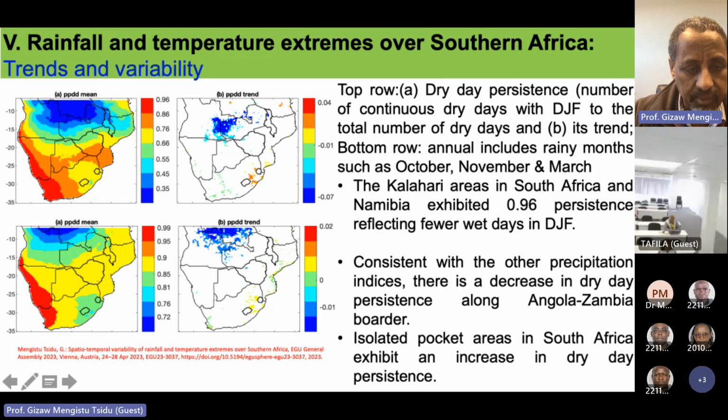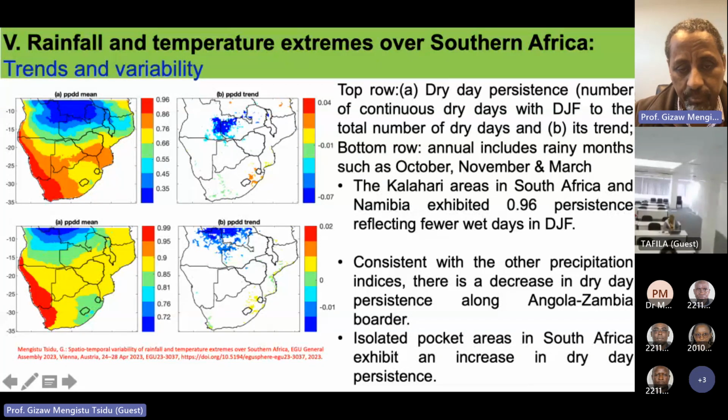This one here at the bottom is for another season from October, November, March, because this again a rainy season for the region, and the pattern is more or less the same. You can see before this season, actually, this area which is red by color is continuously dry during September, October, November period from historical data.